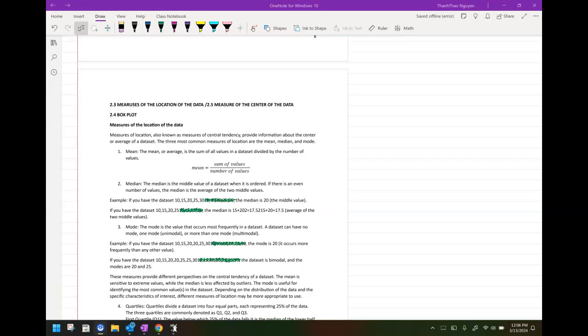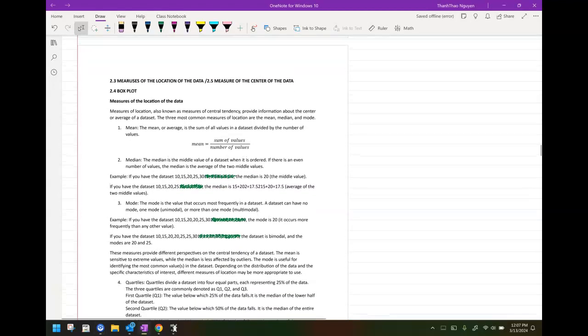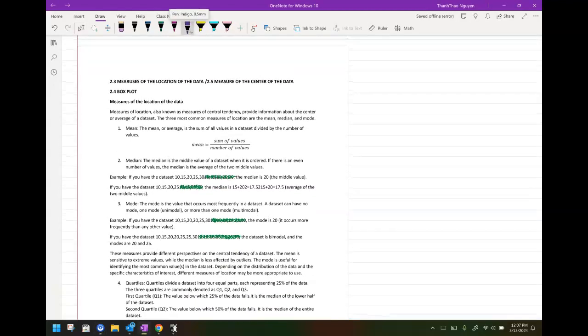The median is the number in the middle of the values of the data set when it is ordered from smallest to largest. If there is an even number of values, then the median is the average of the two middle values. For example, if you look at the data set 10, 5, 20, 30, here you have 1, 2, 3, 4, 5. So here we have 5 data values.